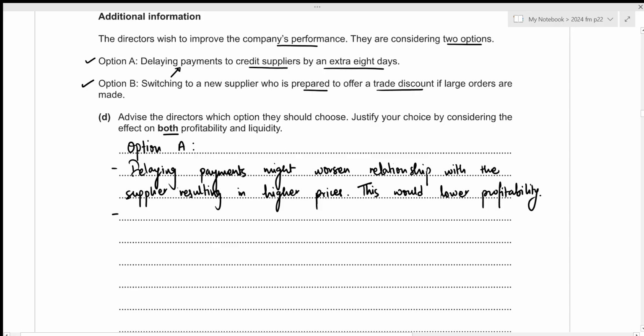The next thing you can write on liquidity is that if we delay the payments by an additional 8 days, then that will improve the cash flow of the business because the cash will now remain within the business for an additional 8 days. So the delay in payment will improve cash flows.